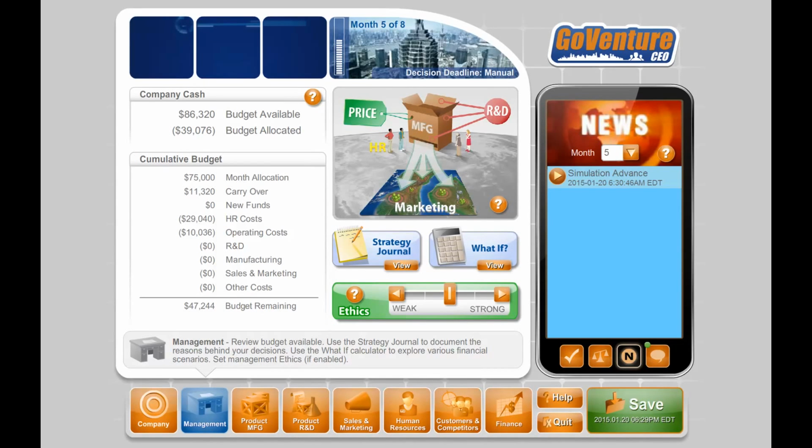The News app displays industry news each period. You will see this news each time the simulation advances. You can also review past news by selecting a period, and then clicking the play button on any news item.